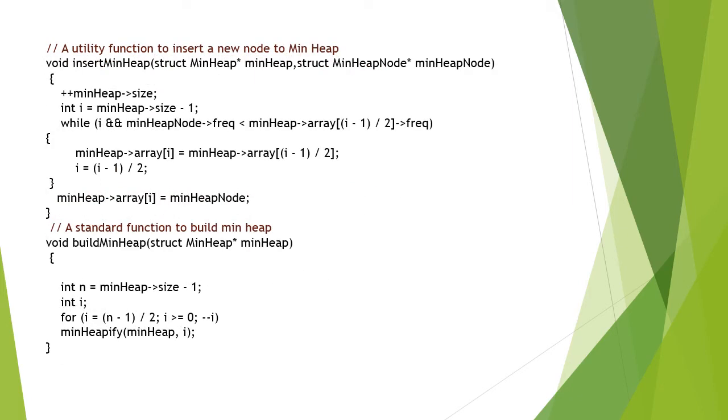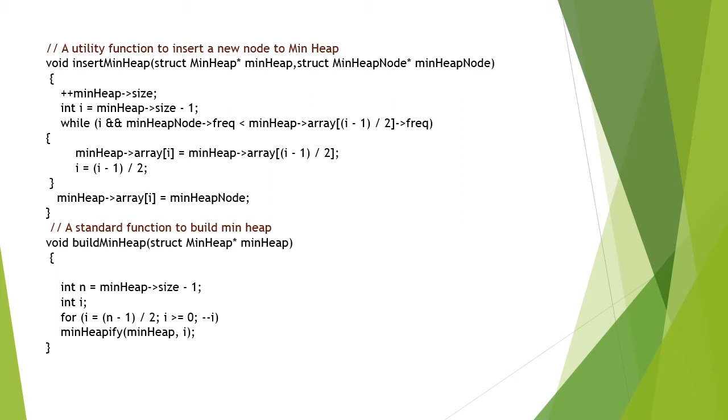In this slide we are going to deal with two functions, that is the function to insert a new node to the min heap and the function to build a min heap. In inserting, we are going to increment the heap size, and for int i we are going to assign minHeap size minus 1, and then a while loop. In that while loop we are assigning minHeap array of i equals minHeap array of (i minus 1) divided by 2, and i is (i minus 1) divided by 2, and so on.